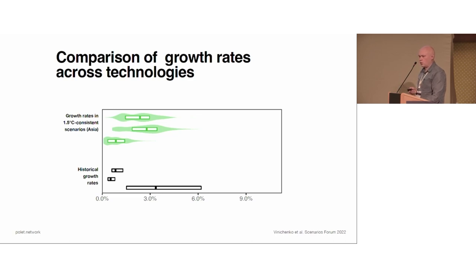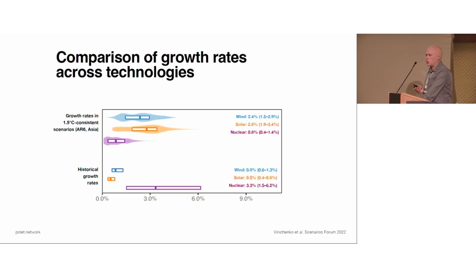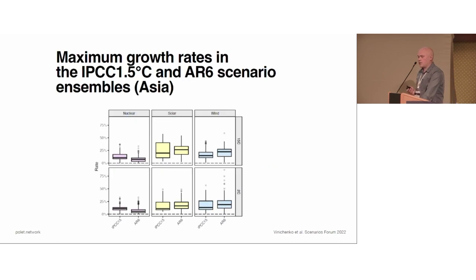So now we can collect all these scenario rates and historical rates together, and here we can make some comparisons across technologies. And for example, here we can see that historical growth rates for solar and wind actually resemble scenario rates for nuclear power. And historical growth rates for nuclear power resemble scenario rates for solar and wind. So for each energy source, there is a gap between historical rates and scenario rates, although it works in a different direction. And these gaps become only bigger with time because this figure compares SR1.5 scenarios to recent AR6 scenarios. And we can see that the median rates for nuclear have become lower, whereas the median rates for solar and wind have become even higher, just increasing the gaps.